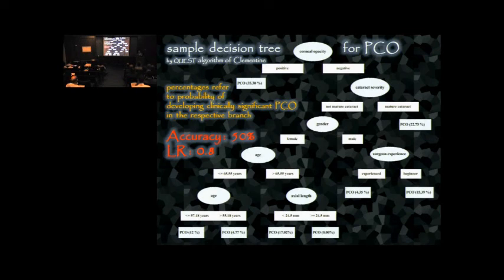In our own case, the accuracy that we reached was 50%. The high likelihood ratio was less than 1. It's not a good performance. These are not good indices for a decision tree. And this is an example, as I mentioned. This is a sample decision tree.